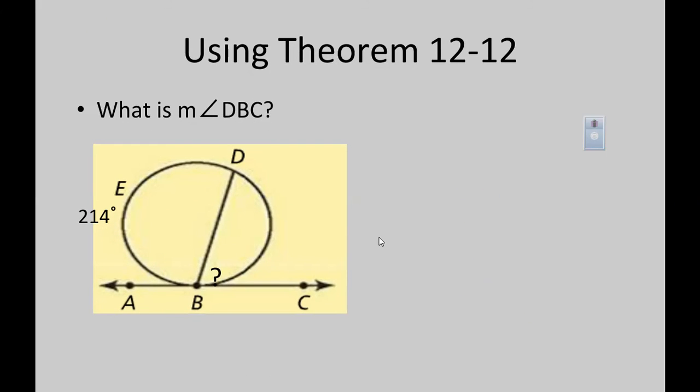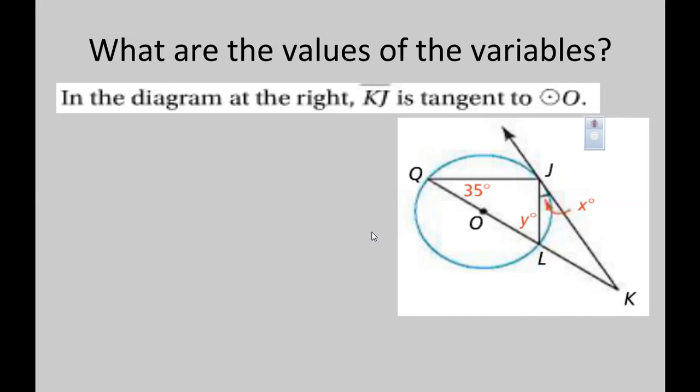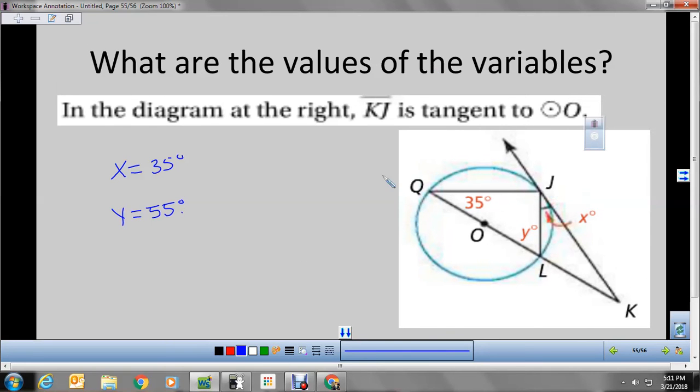All right, so let's take a look at the last two problems. What are the values of the variables? I want you to solve for x and y. Pause the video, come back and see how you did. All right, so you should have gotten that x is equal to 35, y is equal to 55.